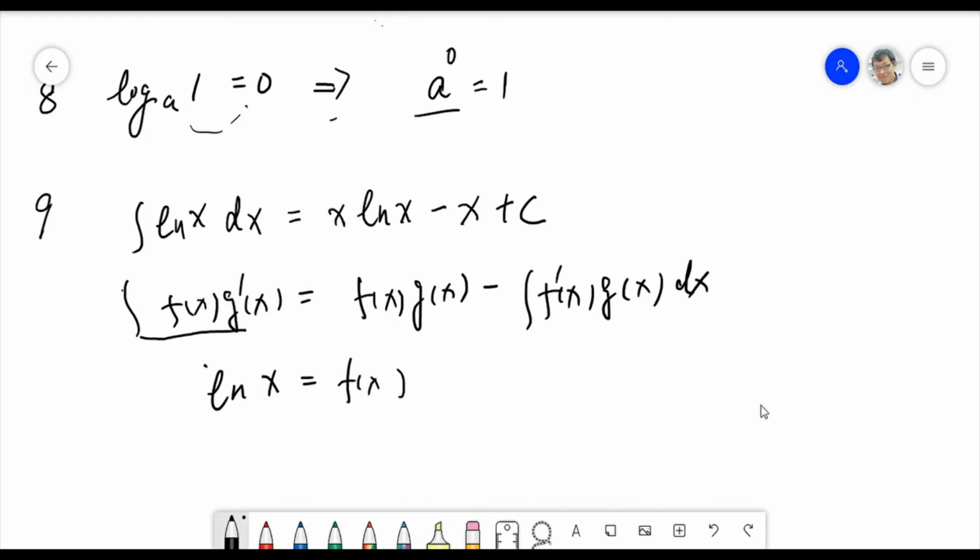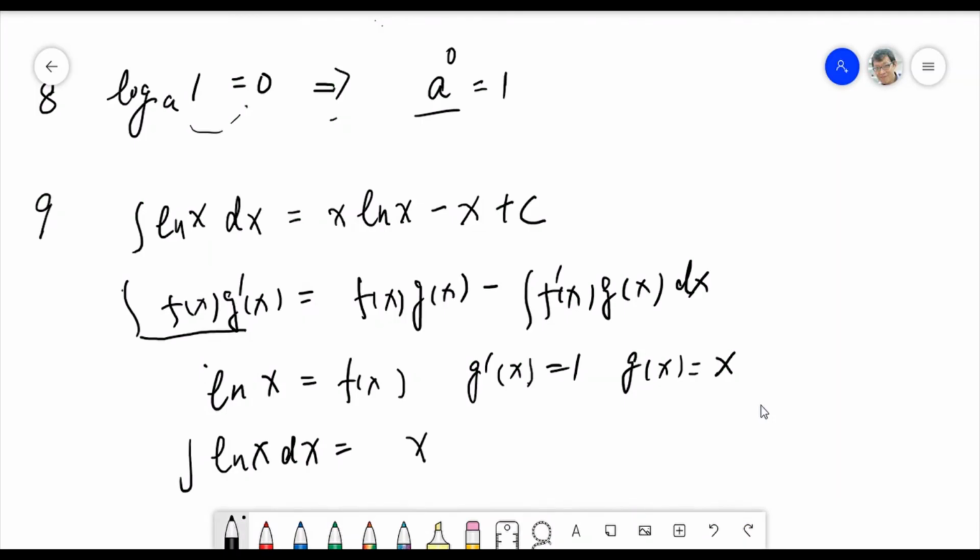Since that, definitely g'(x) is equal to 1, right? We think about this only ln x. If g'(x) equals 1, then g(x) equals what? x, right? So we can write the integral of ln x dx equals the original one, right? So x times ln x, alright?